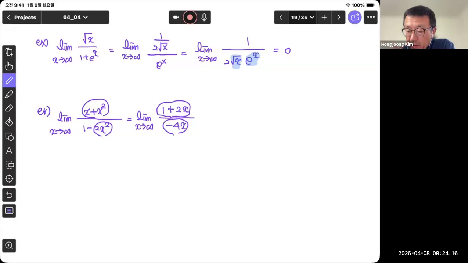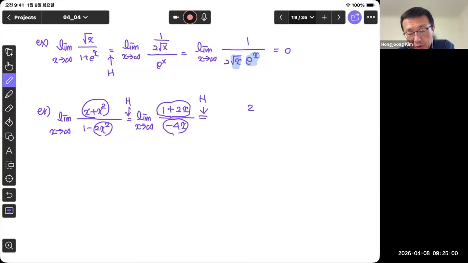Anyway, both the numerator and denominator diverge to plus or minus infinity. So we can consider the L'Hopital's rule one more time. In the previous example, if I use H for the L'Hopital's rule, then the L'Hopital's rule was used once. But in the case of the second example, we use the L'Hopital's rule here, and then I need to use the L'Hopital's rule one more time. Then when I differentiate 1 plus 2x, you get 2.